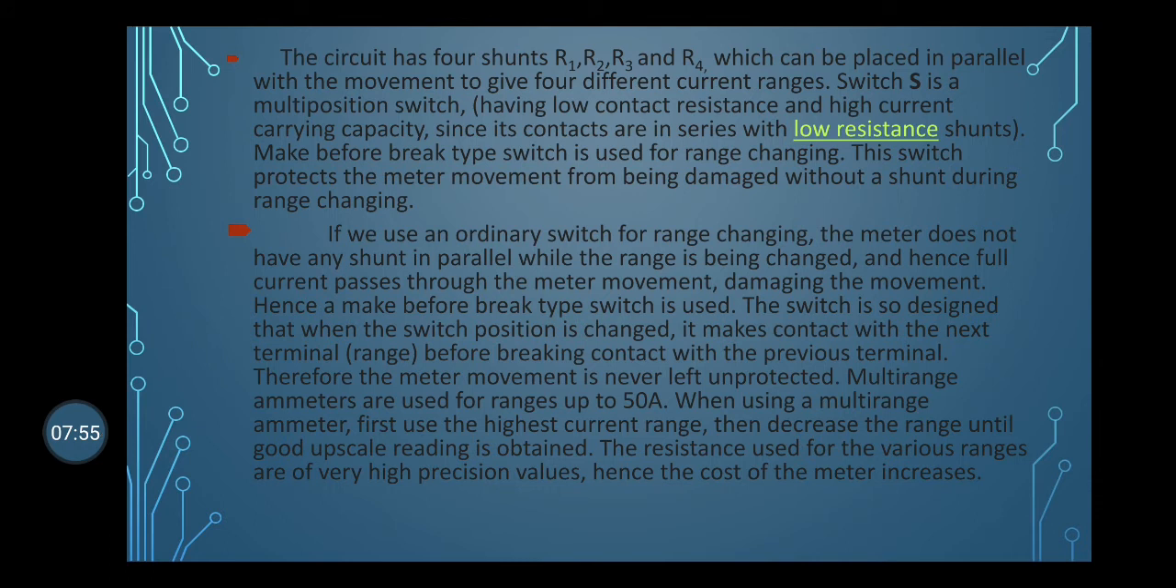The multi-range ammeter is used up to 50 ampere. While using this type of meter, first use the highest current range and then decrease until a good upscale reading is obtained. And due to the use of various values of resistances, the cost of this type of meter increases.